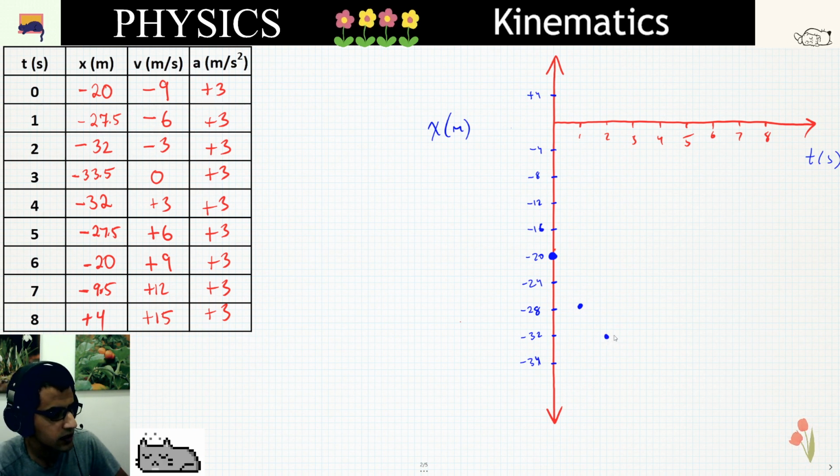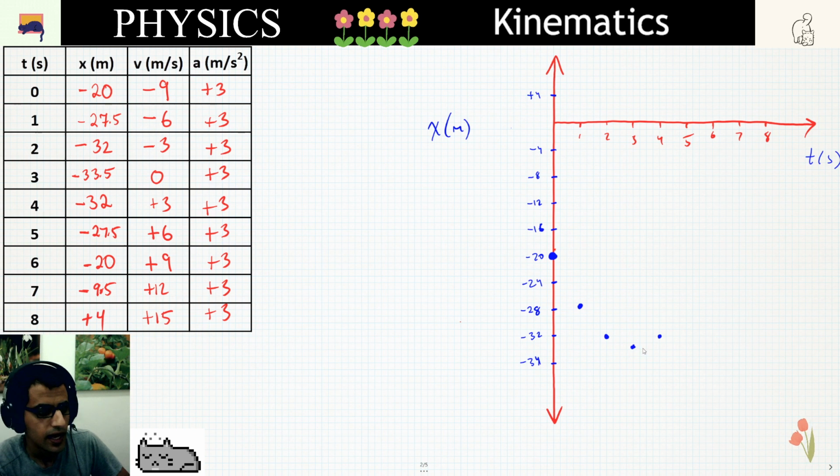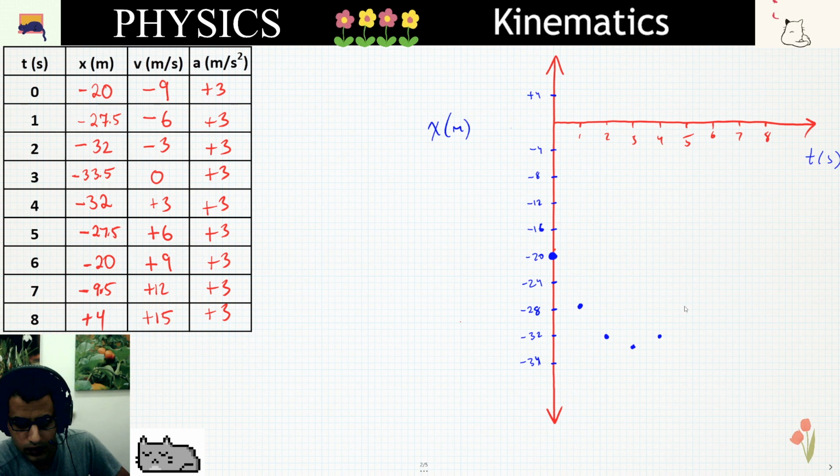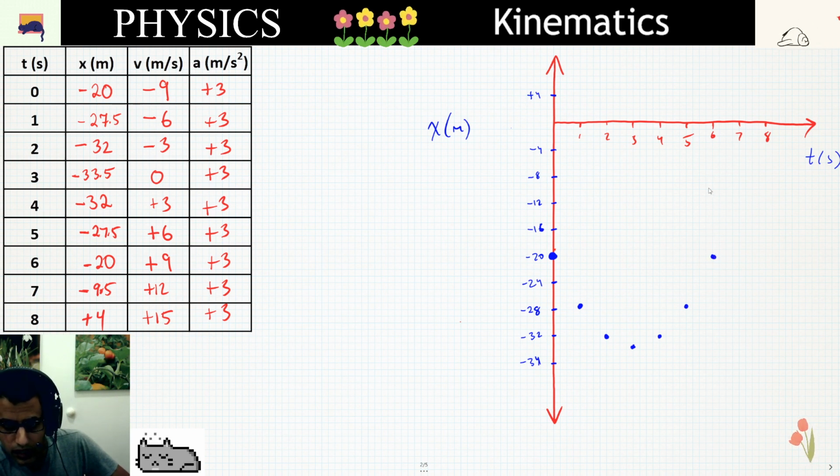And then it will be at -33.5. 33.5 will be here. And then back to -32. So 1, 2, 3, 4. Back to -32. And then -27.5, which is here. Then -20 at 6 seconds. Let me just double check that. At 6 seconds, we're at -20. Yeah. So that would be 1, 2, 3, 4. That would be 6 seconds.